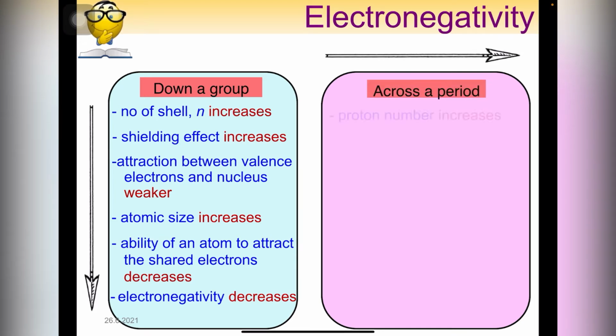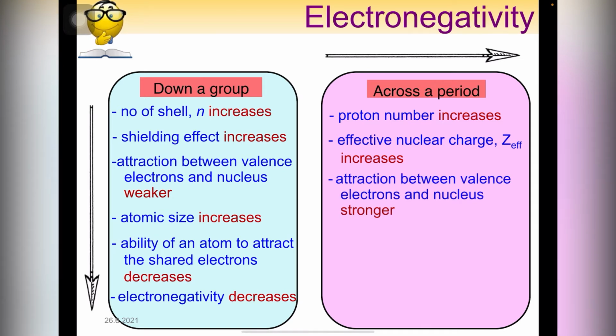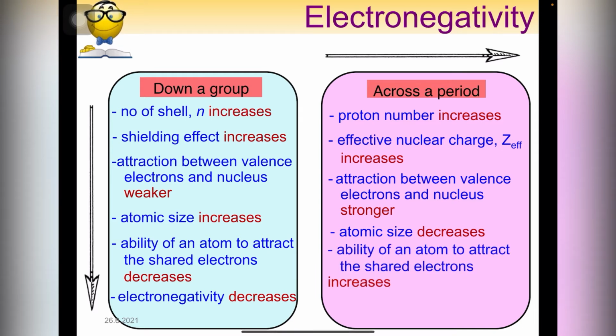Across a period, the proton number increases. This will cause the effective nuclear charge to increase, and the interaction between the valence electron and nucleus becomes stronger, the atomic size decreases or becomes smaller, and the ability of the atom to attract the shared electron increases. So it will cause the electronegativity to increase. As the size gets smaller, it is easier for the atom to attract the shared electrons, and that's why the electronegativity increases.